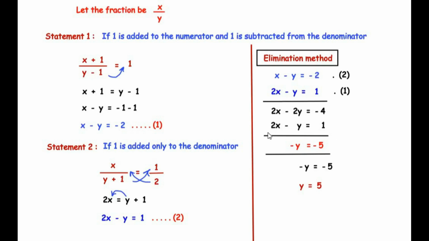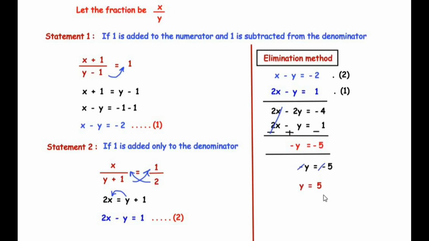So plus 2x becomes minus 2x, negative y becomes positive y, and positive 1 becomes negative 1. Now plus 2x and minus 2x will add up to give us 0. Now minus 2y and plus y gives us minus y, equal to minus 4 gets added with minus 1, giving us minus 5. Now we can cancel the negatives from both sides of the equal to sign.